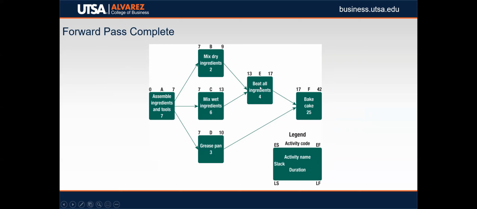This activity cannot start until the latest task is finished, which is 13. Remember, we always pick the larger one when we have a merge. So we pick the 13. And then we have another merge here. We got a 17 and a 10. Always pick the larger one.